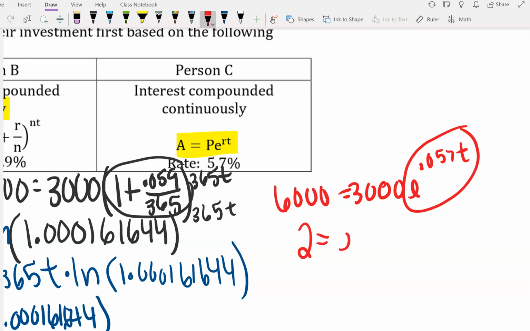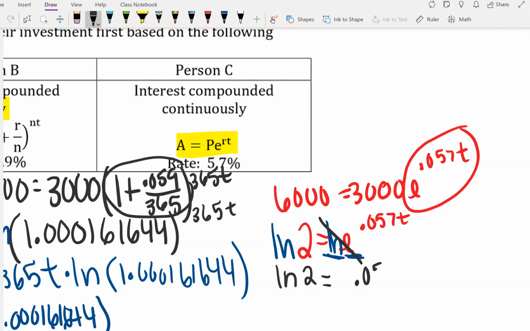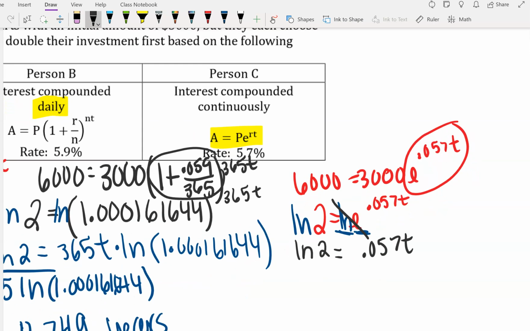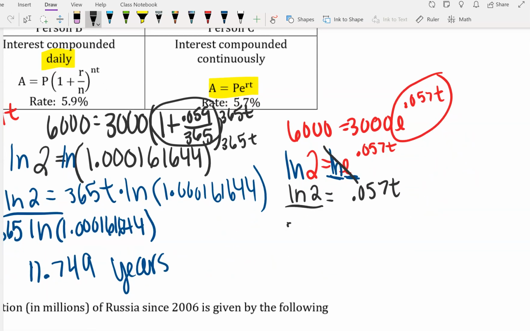We get 2 equals e to the 0.057t. And then solving this one's going to be easier than solving any of the others because we have natural base e. I'm just going to natural log both sides. And remember, natural log has a base of e. This is an exponent base e. Those will cancel each other out. And we'll be left with natural log of 2 equals 0.057t. And our final step is just to divide away the 0.057. And that'll be our answer for t.